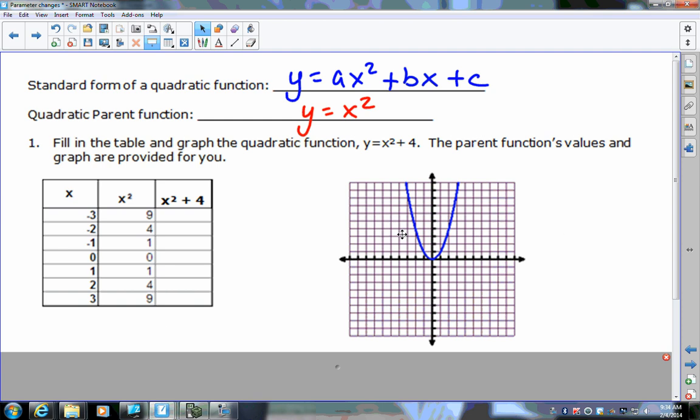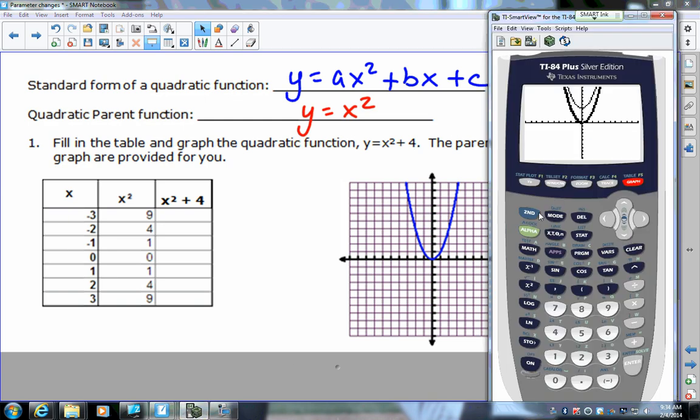Okay? So when we have right here a plus 4 or a minus something or whatever, that does not change the width. It just shifts your parabola up or down. All right, so what it wants us to do now is to go into the calculator, go into second graph, go into the table, and let's fill in our table right here.